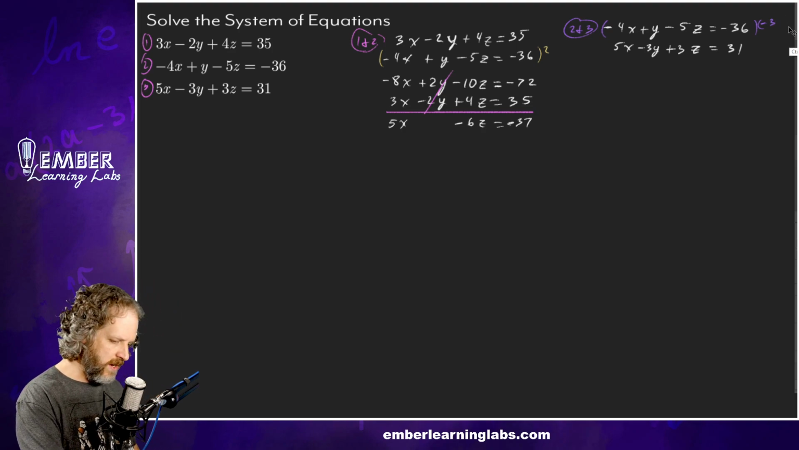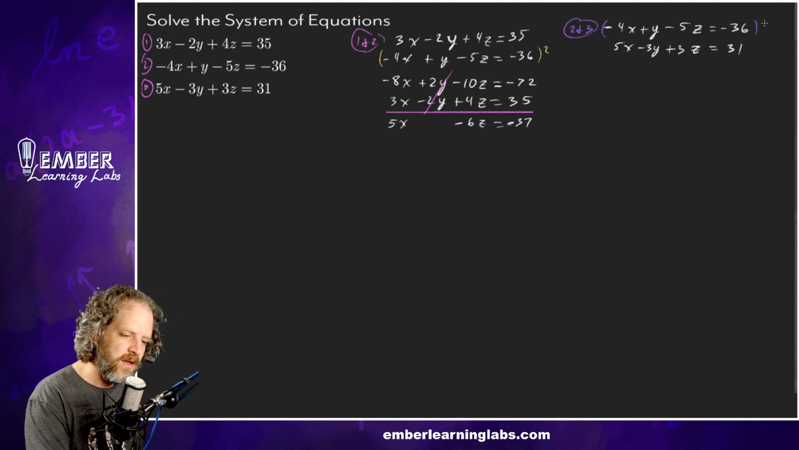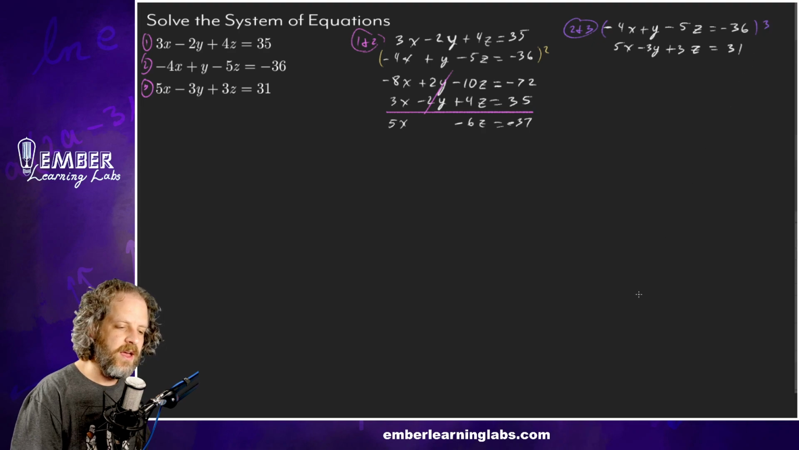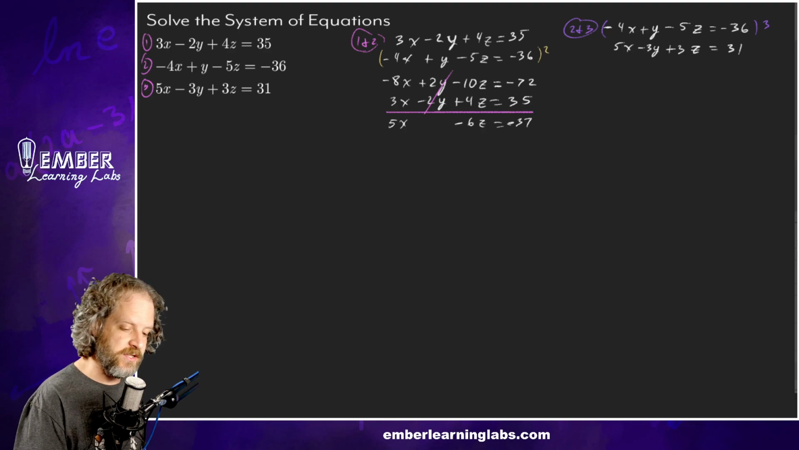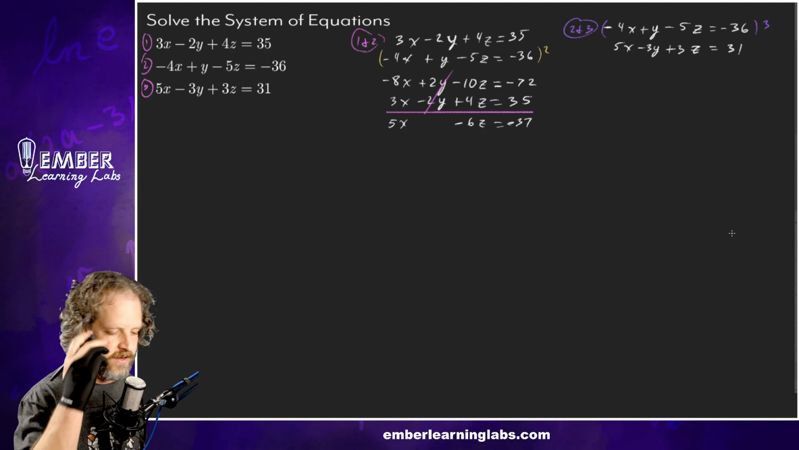Oops, why am I doing it by negative 3? That's a bad idea. What do you think? How about times positive 3? Sometimes you do have to multiply both equations by something, right? We'll throw that out there as a reminder.